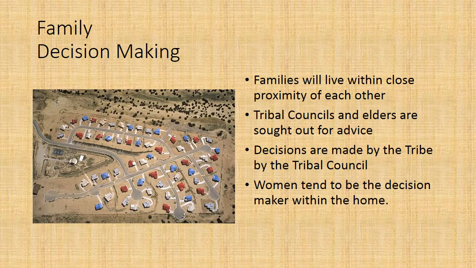As we go through the family, we go up to the decision making. Family members tend to live within close proximity of each other. As I stated earlier, with families, extended parts of the family, such as aunts, cousins, grandparents, are very important, and they're also utilized in helping to raise the children. Tribal councils and elders are often sought out for advice, as they are typically older, and the older people are sought as people with respect and knowledge due to their experiences. Their advice is often very respected.